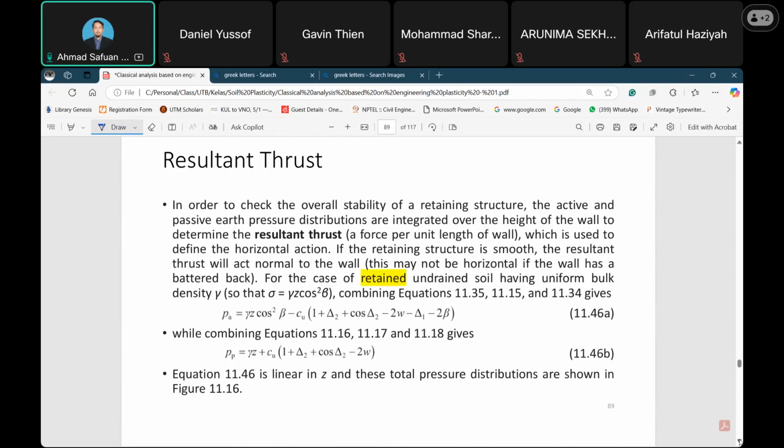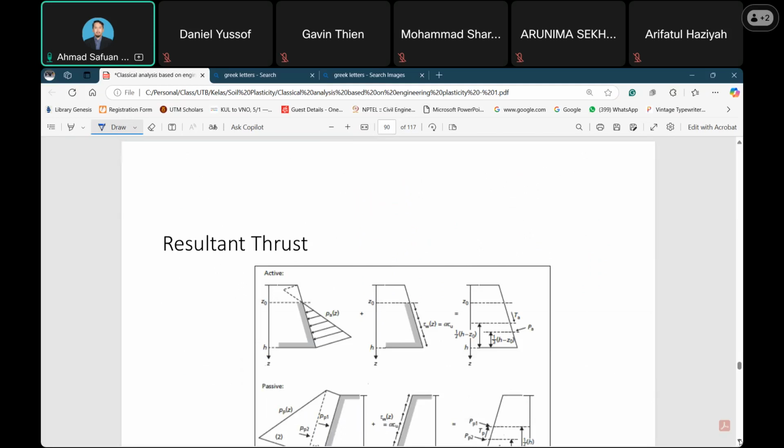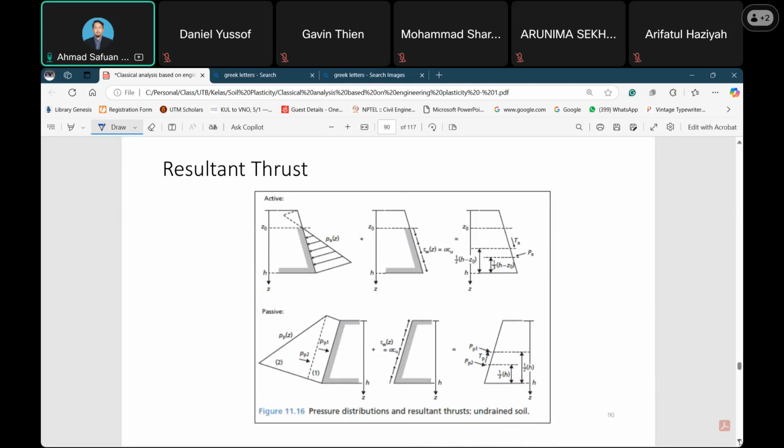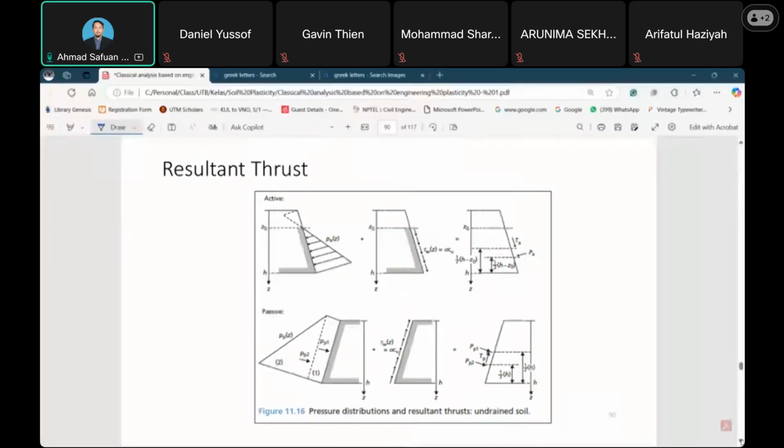So for the case of retained, undrained soil having uniform bulk density, combination of 11.35, 11.5, 11.45 gives 11.46A. While combining equations 11.16, 11.17, 11.18 gives 11.46B. Okay. So equation 11.46 is linear in Z, and this total pressure distribution is shown in figure 11.16. Okay. So this is how we get the total thrust.